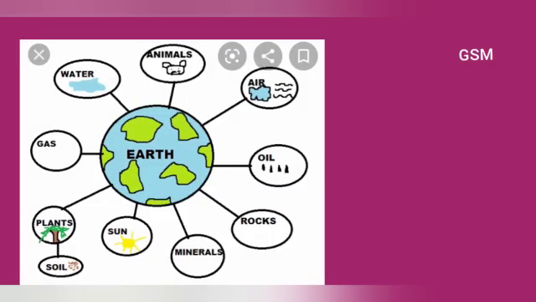Students, next you see the picture. What can you identify in the picture? This is air. It is also surrounding the earth, a natural resource. Animals, air, oil, rocks, minerals, sun, plants, soil, gas, water. These are also natural resources.